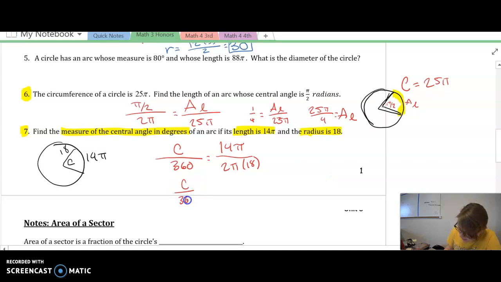So c over 360 equals 14 pi over 2 pi times 18. That's going to end up reducing to 7 over 18. Then I'm going to multiply 360 to both sides, and I'll get c to be 140, I believe. Yes, 140. Alright, so that's how you would find a central angle if you had everything else except for the central angle. Right, let's move on to area of a sector.